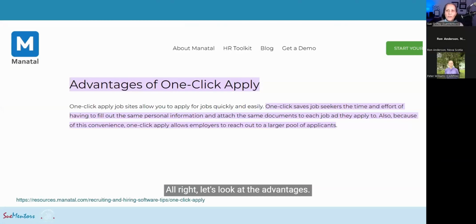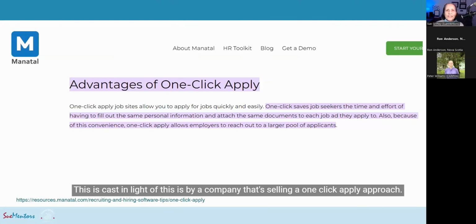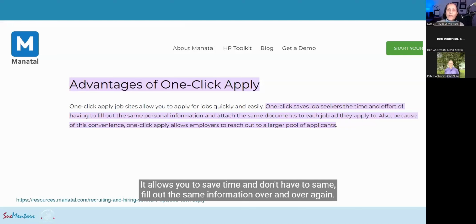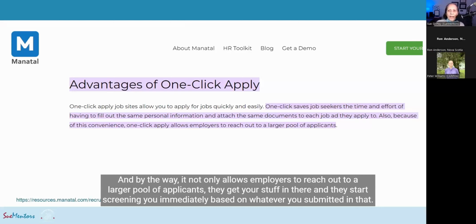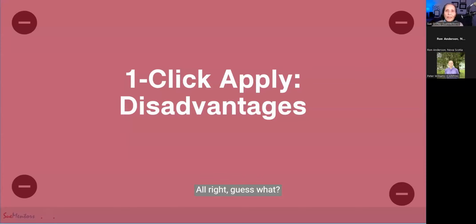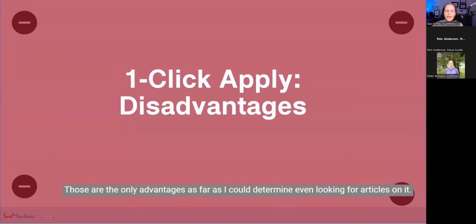All right, let's look at the advantages. This is cast in light of, this is by a company that's selling a one-click apply approach. So it's a sales pitch too. It allows you to save time and not have to fill out the same information over and over again. And by the way, it not only allows employers to reach out to a larger pool of applicants, they get your stuff in there and they start screening you immediately based on whatever you submitted. Remember that generic resume? All right, guess what? Those are the only advantages as far as I could determine, even looking for articles on it.